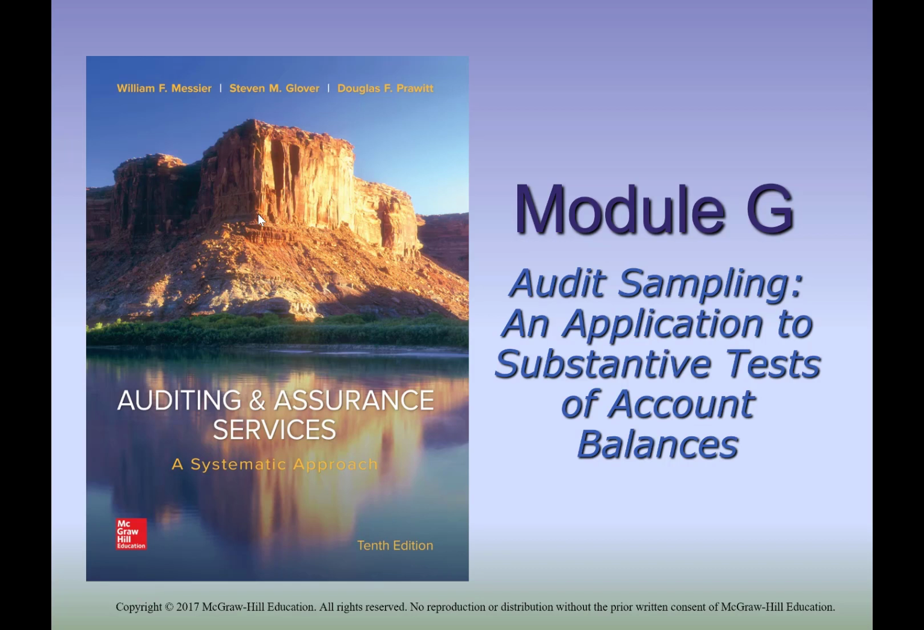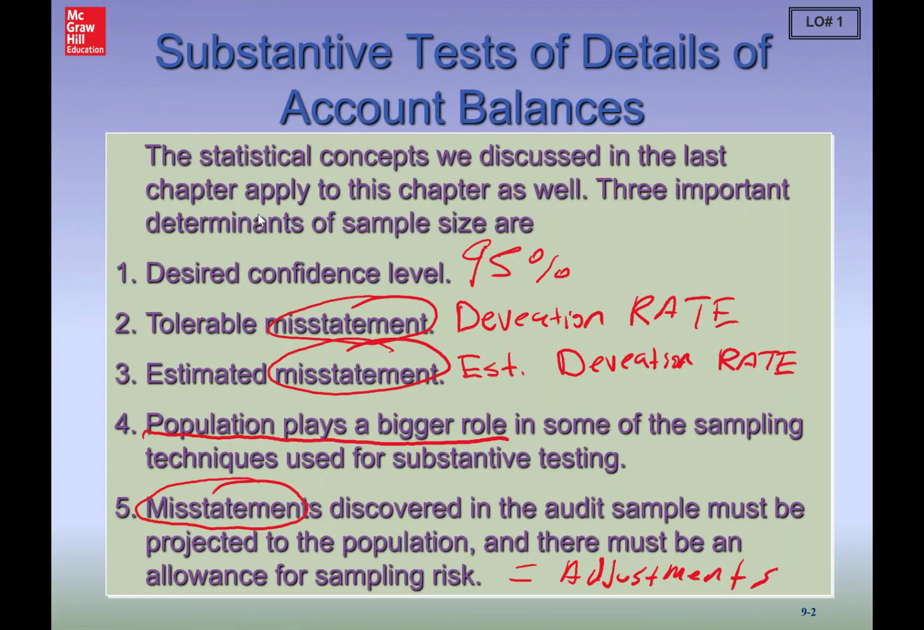So if we're going to confirm accounts receivable and our client has 10,000 accounts receivable, obviously we can't send a confirmation to every single one of our client's customers. So we're going to want to send a confirmation to a sample of our client's customers. But what should be the size of that sample in order for us to believe that we have something representative of the population, so we can use that information to assess the account balance? Okay? So that's where we're going now, looking at substantive testing.